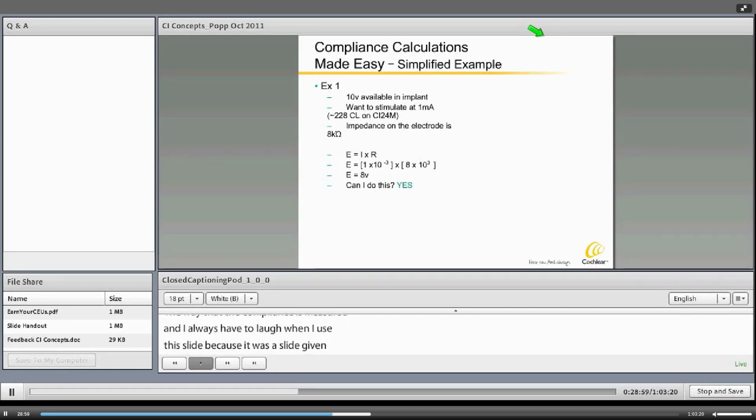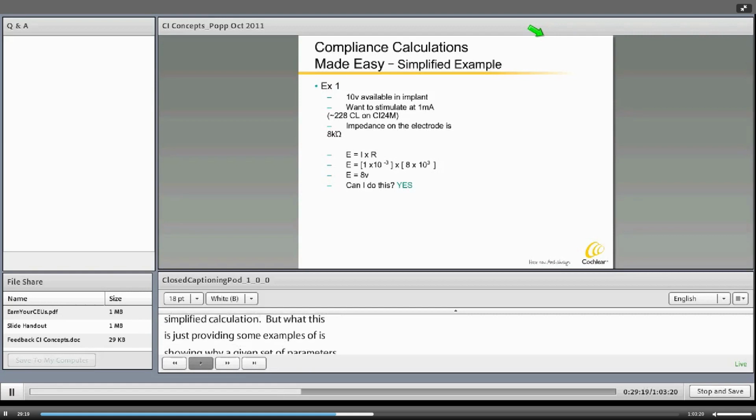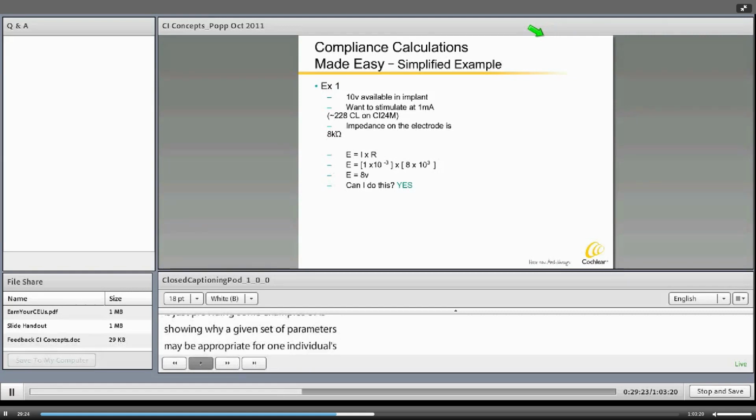The way that the compliance is measured, and I always have to laugh when I use this slide because it was a slide given to me by one of our engineers, and only an engineer would see a calculation that had 10 to the negative third power as a simplified calculation. But what this is providing is some examples showing why a given set of parameters may be appropriate for one individual's map and yet inappropriate for another's.